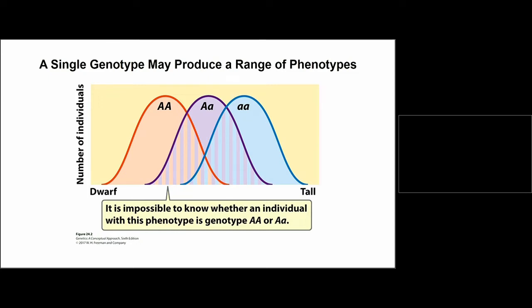Now, it's interesting to think about the idea that a single genotype may produce a range of phenotypes. So in this case, if you fall right here on the height scale, you don't know if you're a tall big A, or a short big A, little a. So sometimes it can be difficult to match the genotype with the phenotype because one genotype can lead to actually a range of phenotypes because of those environmental influences.